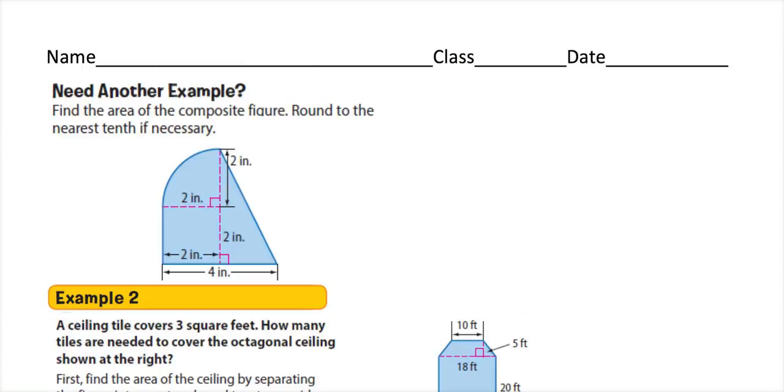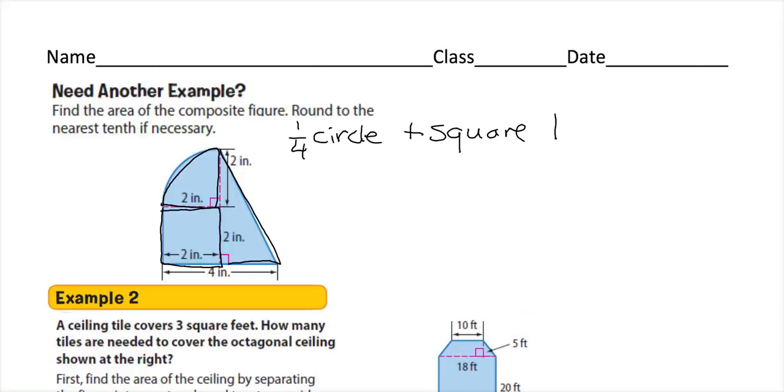All right, need another example? Sure, why not? Okay, so find the area of the composite figure, and we're going to round to nearest tenth if necessary. All right, so we got a lot going on here. It looks like we've got a quarter circle. All right, so let's kind of write out what we've got. We've got a quarter of a circle plus, and then we've got a square. And then we've got the big triangle here. So we've got 3 pieces. Let's put triangle there. Okay.